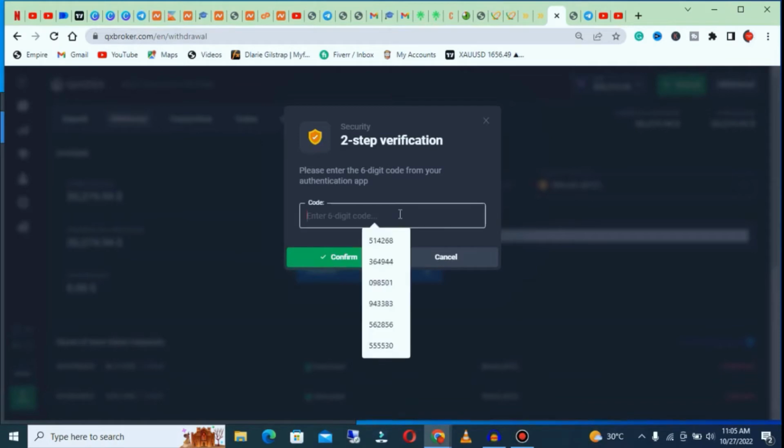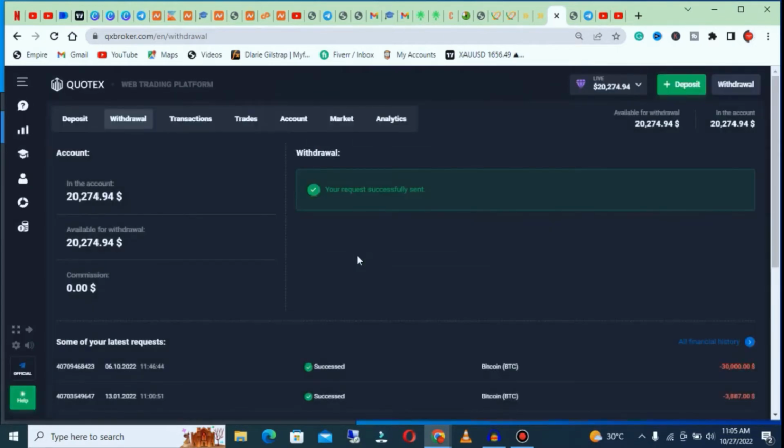authenticator app. Okay, so that's these. Let me confirm the transfer. Okay, right now I've set 15 out of my balance. Let's go back to the trading.